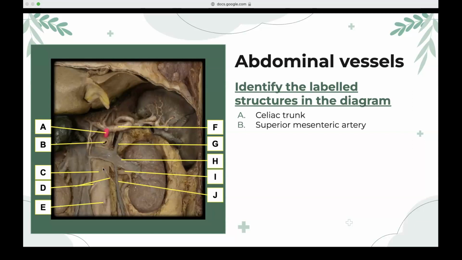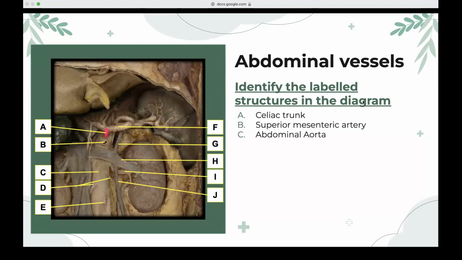Now C. Is it the aorta? Yes, abdominal aorta. D. Inferior mesenteric. Not quite. It's a paired artery, so it has a left and a right one. Inferior mesenteric is only a single one, and it would be thicker as well. So you've got two arteries here.